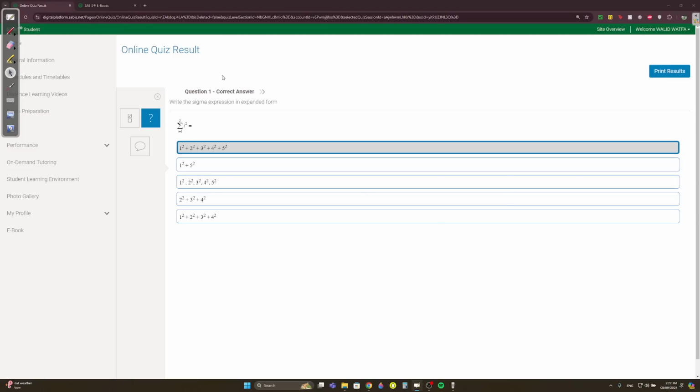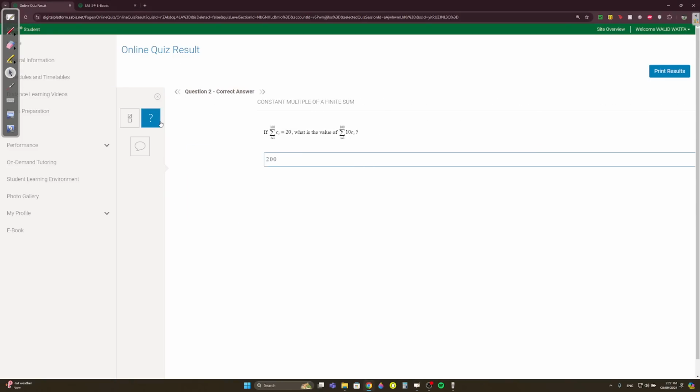Question 2. If sigma c is 20, what is sigma 10c? That's just 10 times 20, so 200. Yani, these are easy. What's the value of sigma 2, 100 times? So it's just 2 plus 2 plus, 100 times. So you could just do 2 times 100, 200.